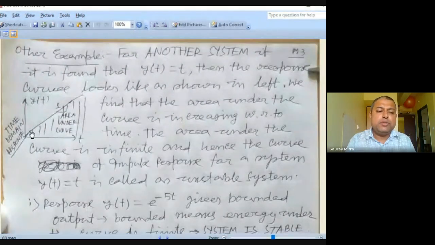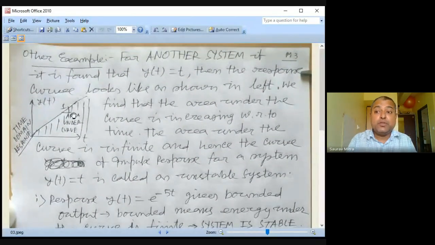How does y(t) is equal to t look? It's a system response. Don't think it's a signal. I'm not talking about a signal. I'm talking about system response, y(t), the system impulse response. That means the input-output relation. So with respect to time, this is the output.